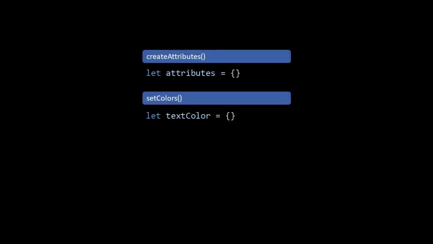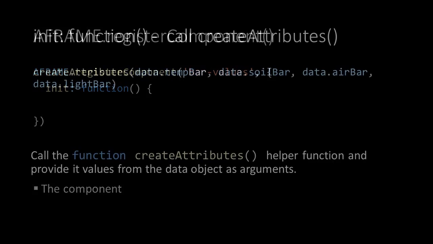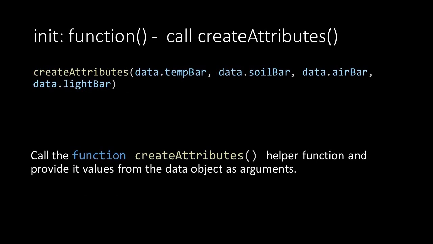Our component has two helper functions that provide data for our attributes object and the text color object. We will need those to set the attributes on our bars: color, height, position, etc. Then it's time for the registerComponent method. So it takes in our name, bar-values, and the object in which we only use the init function. In the init function, the first thing we do is to call the createAttributes function, because we need these attributes to be created when we create the bars.